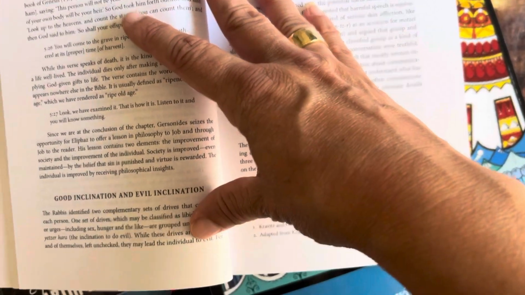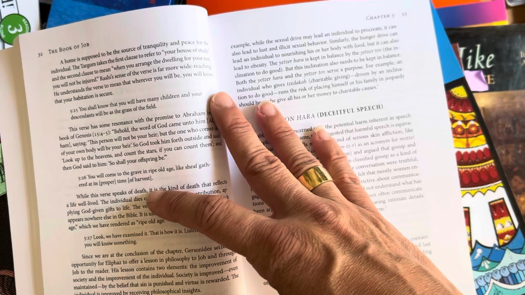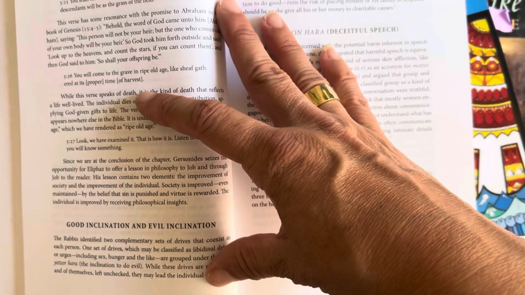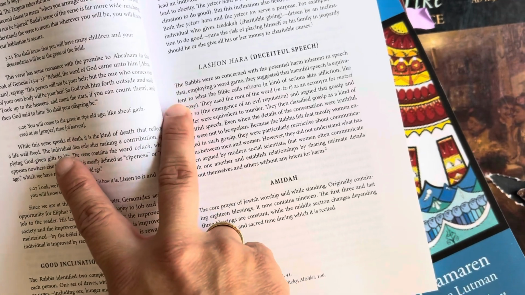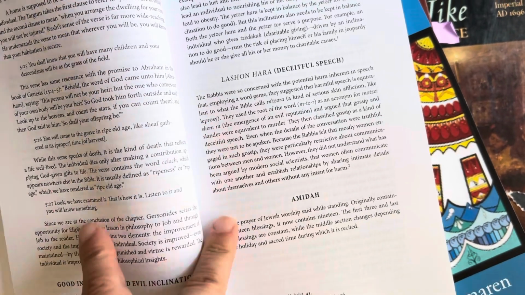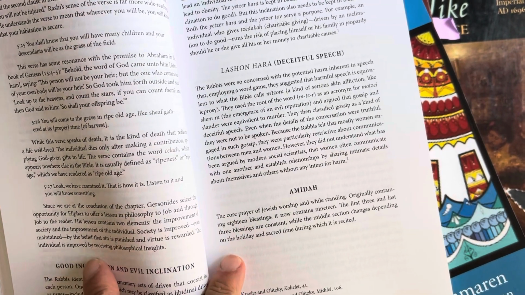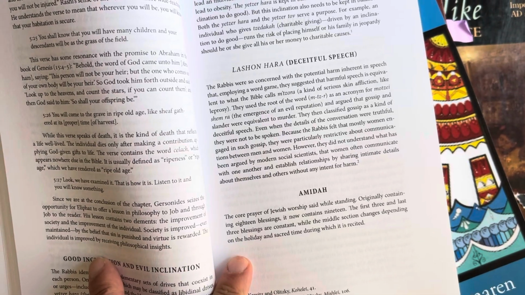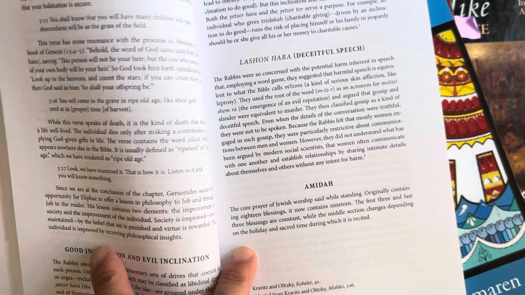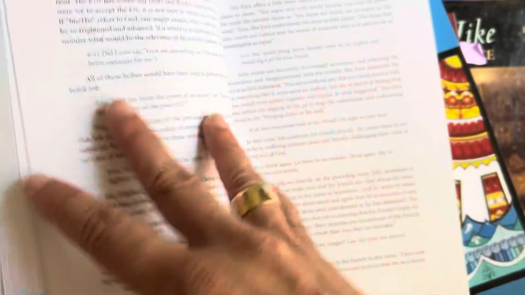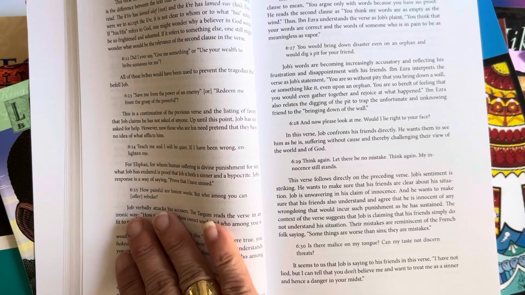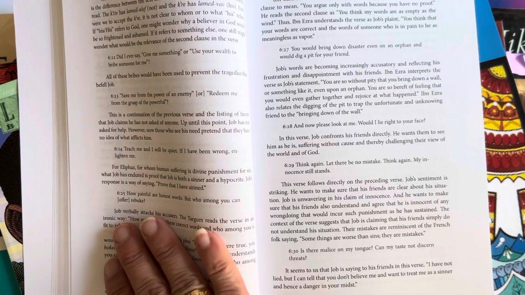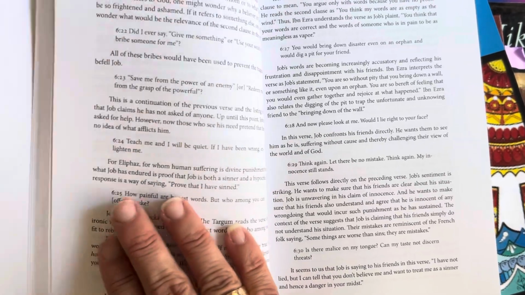And then here you can see this is chapter 5. There's a discussion of good inclination and evil inclination, and then lashon hara, which is when you speak badly about someone else, and then amidah, which is about standing and praying. And so I feel like there's really a lot of good content in here, which is exactly what I was looking for my high schoolers to help scaffold their study of Torah.